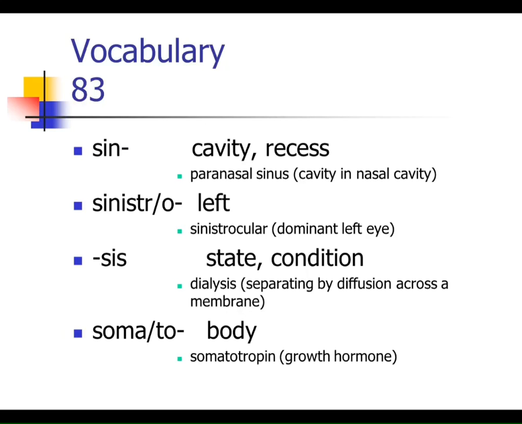Dextro, right? So from the same language. Dextro meaning right, sinister meaning left. Sis, there's what I was looking for, a state or condition. And then somato, we've seen soma, meaning the body of something. So somatic nervous system, or soma referring to body.